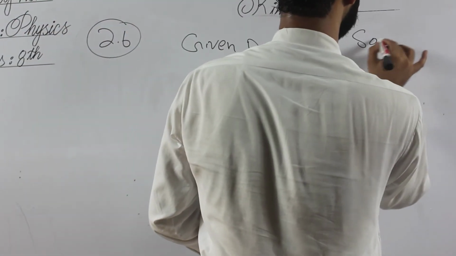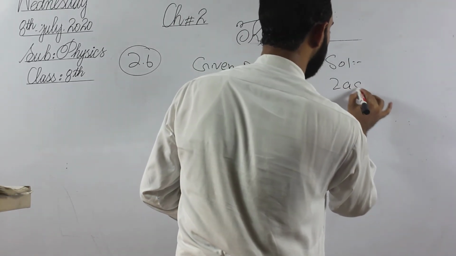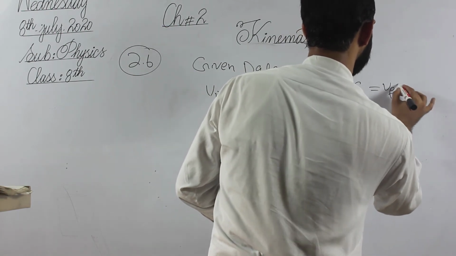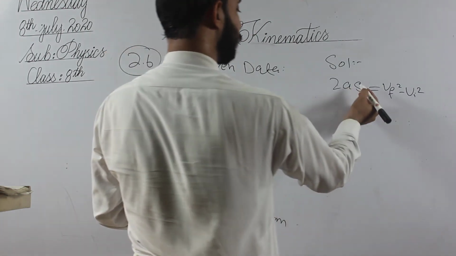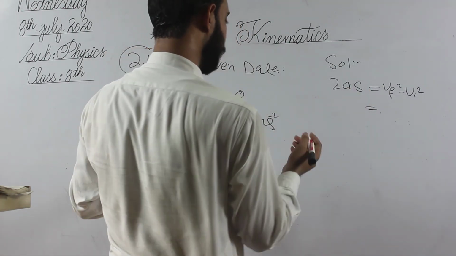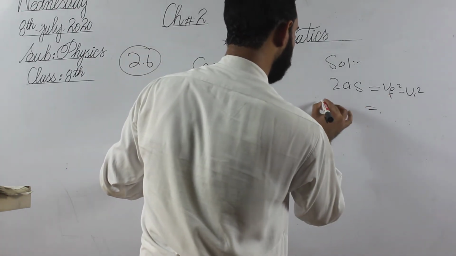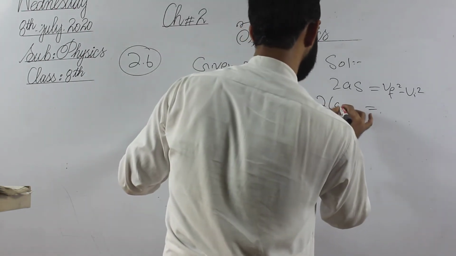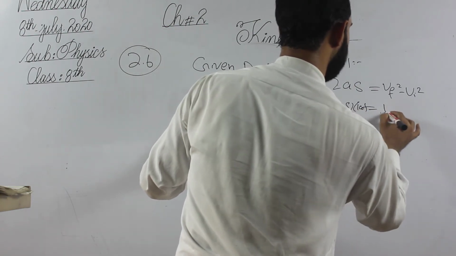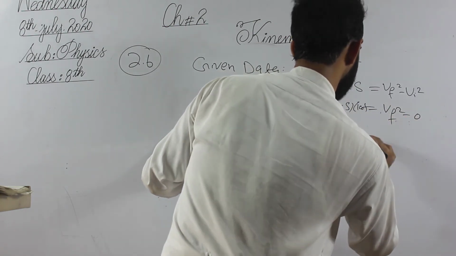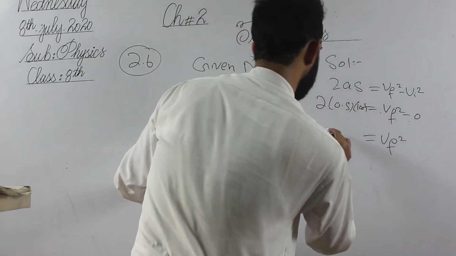Now students, we are going to solve numerical number 2.6. So apply the third equation of motion, that is 2as is equal to Vf square minus Vi square. Here we have to find the final velocity. So apply the formula 2as as it is: a here we have 0.5 and distance here we have 1000. So Vf square as it is, minus 0 as it is. So Vf square, 2 multiplied by 0.5 multiplied by 1000, we will get 1000.